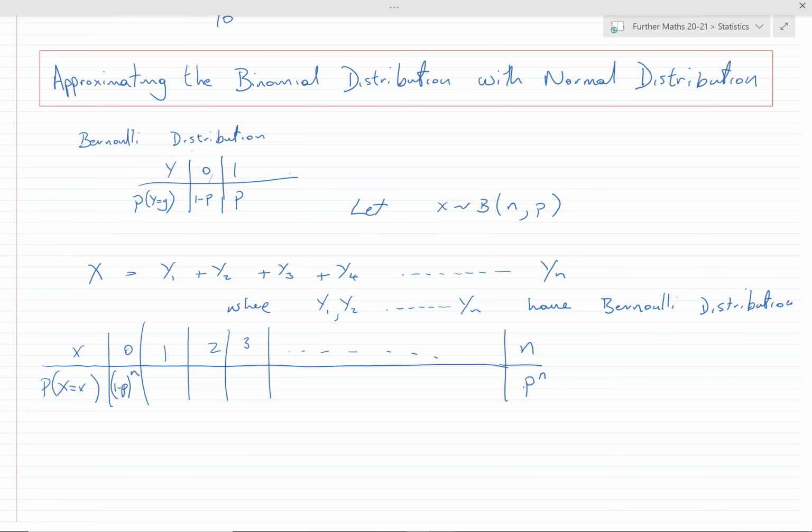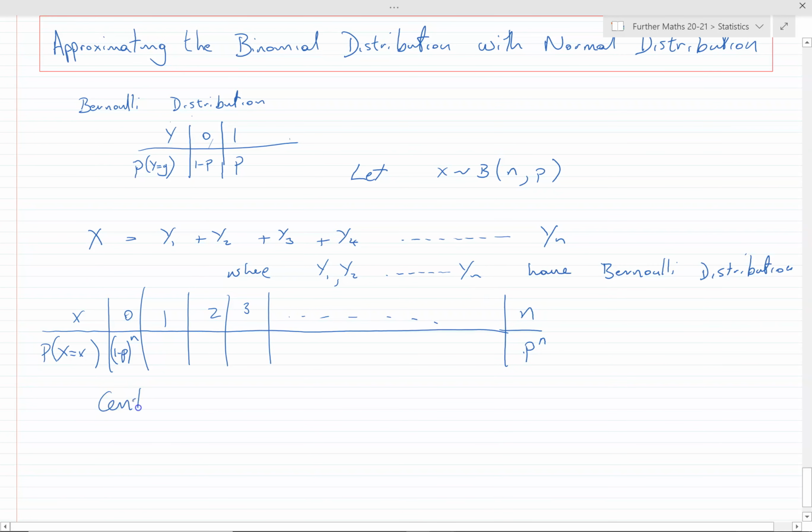So why have I mentioned this? Well, the central limit theorem, which further maths students will come on and study, says, in a slightly different way but related, that if n is sufficiently large, say n is 100 or 1,000 or whatever, then the distribution approximates to a normal distribution.